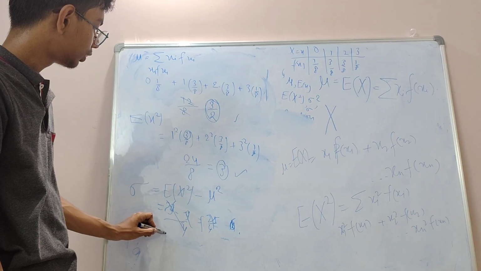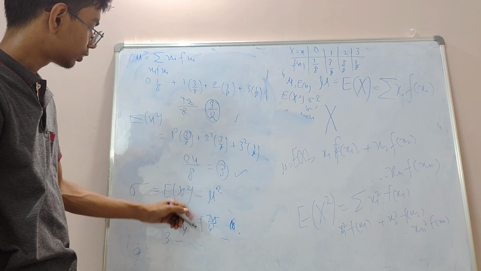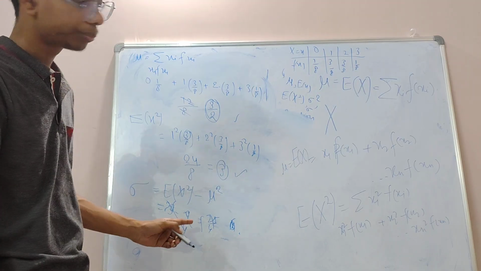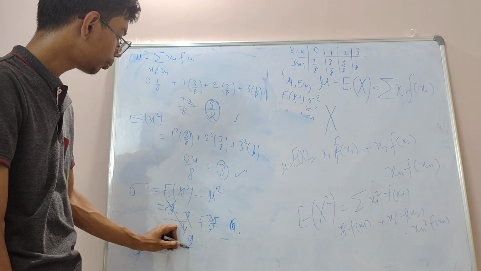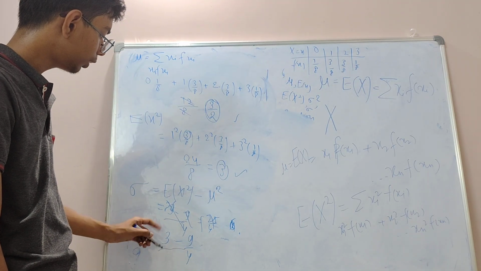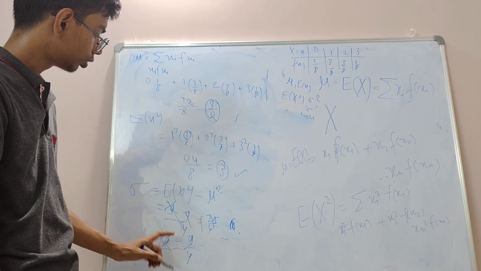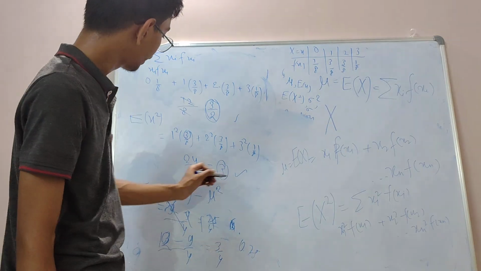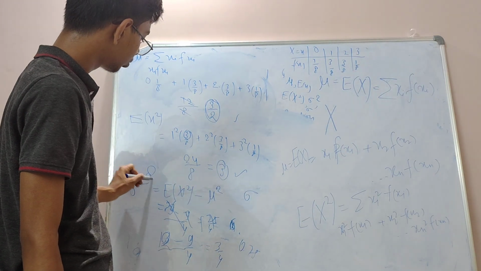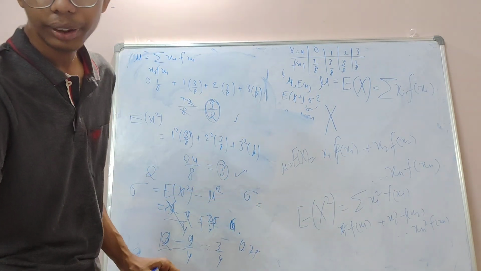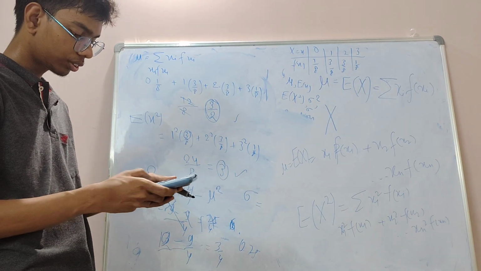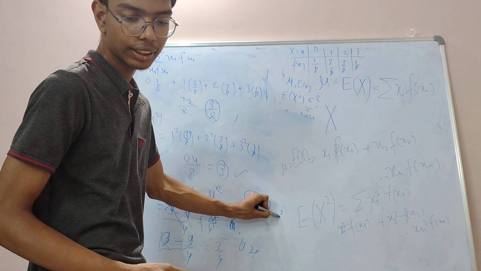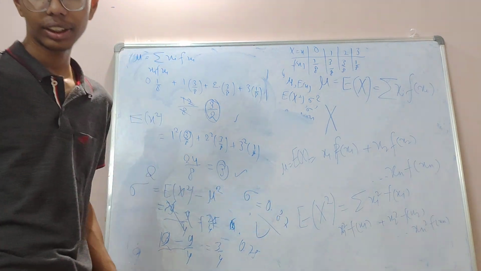actually this is 3 minus mu square, which will be 9 by 4. This will be 12. So this will be 3 by 4, 0.75. And this is variance, and the standard deviation will be root of 0.75, which will give me 0.87. So this is the correct answer, right?